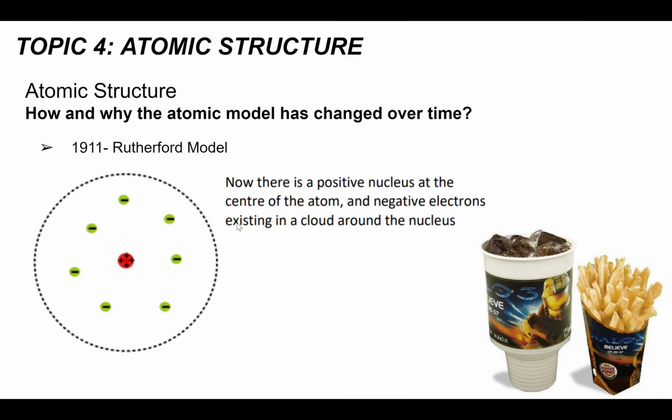The 1911 Rutherford model, which he created after his experiment. So now there is a positive nucleus at the center of the atom, and negative electrons existing in a cloud around the nucleus. But we know that isn't right, as in 1913 Bohr produced the final model of the atom. If Rutherford was right, the electrons in the cloud close to the nucleus would get attracted and cause the atoms to collapse. So now the electrons exist in fixed orbitals.